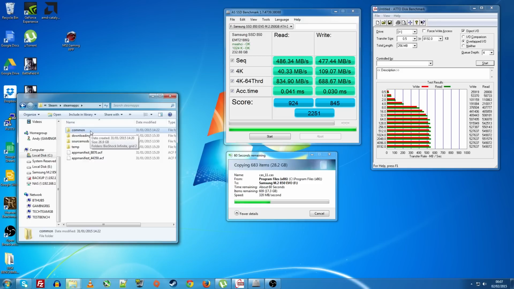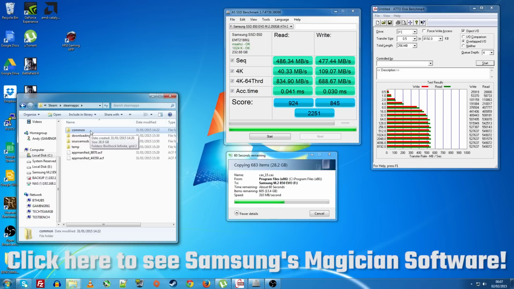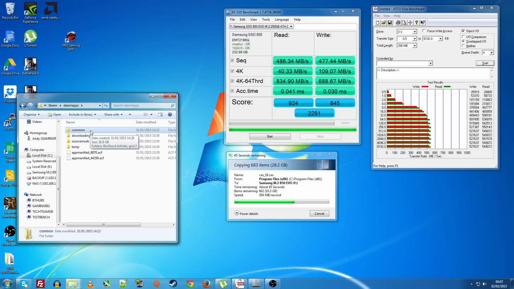Considering that in ATTO we got basically around about 550 megabits per second, and in ASSSD we got just shy of 500. In real world testing, we actually got between 300 and 400 megabits per second, which is really good. You know, this was copying Battlefield 4. I literally copied the entire game across just to make sure that large files and smaller files will always copy roughly at the same speed, which they did.